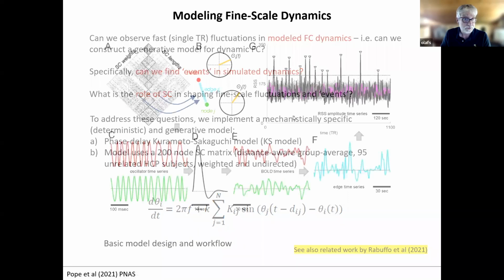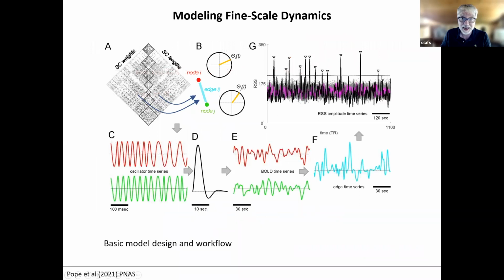An example is shown here on the right. This is a simulation. I don't have time to go into details. We can talk about it in the discussion if you have questions about how we actually do this. It's a fairly robust modeling. It's a phenomenon that pops out of the model without doing a whole lot of parameter tuning, really. There's only one free parameter, really, which is the global coupling.